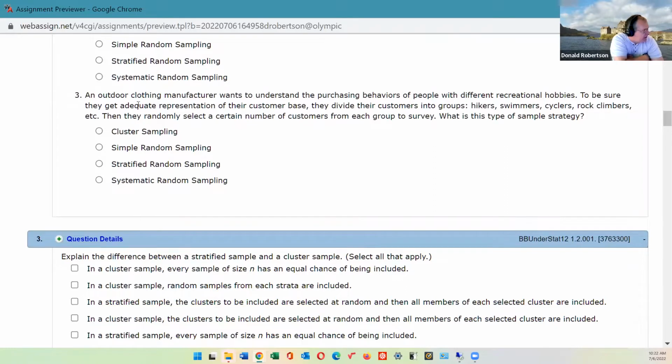Okay, number 3, an outdoor clothing manufacturer wants to understand the purchasing behavior of people with different recreational hobbies. To be sure they get adequate representation of their customer base, they divide their customers into groups, those who do a lot of hiking, those who are swimmers, and so on. Then he randomly selects a certain number of customers in each group to survey. What are you looking at here?